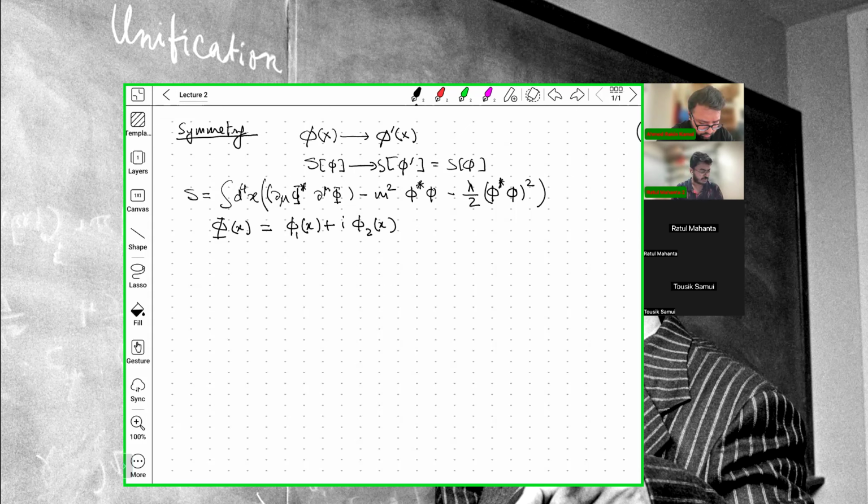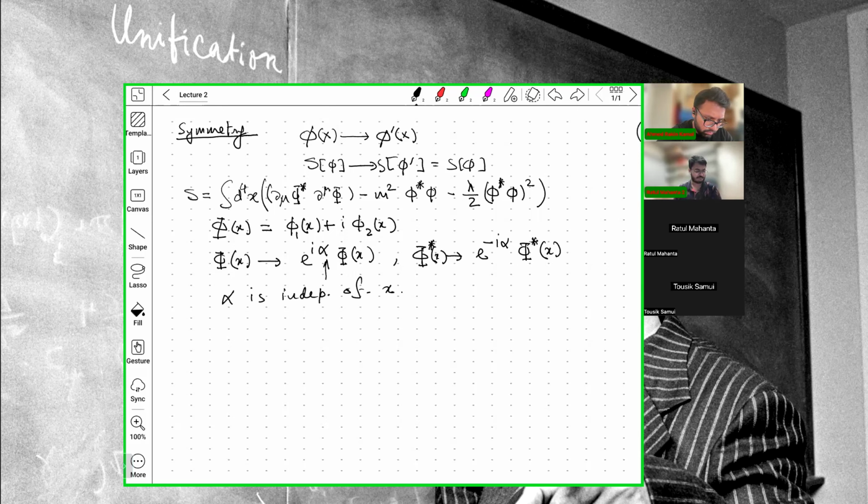This we will be dealing with in an exercise, like Rakin has prepared a nice exercise, and it can also be found in books. I will not discuss this type of theory in detail, but you can see that if you change these at each point x by this transformation, where alpha is a continuous parameter, therefore phi star changes as this, and alpha is independent of x, the space-time.